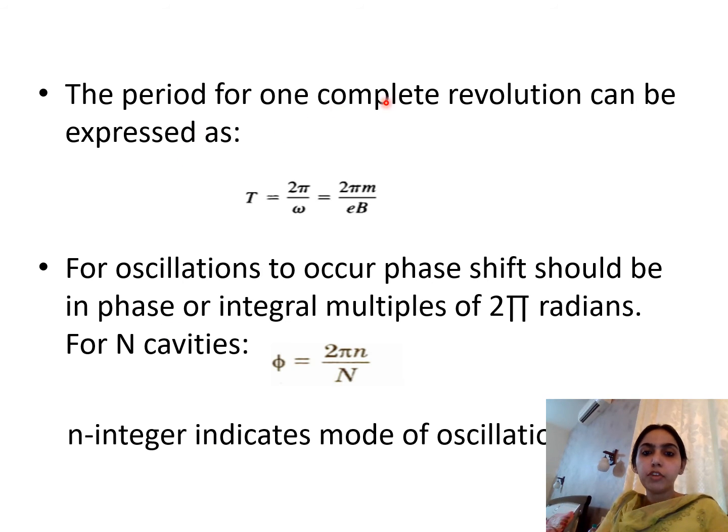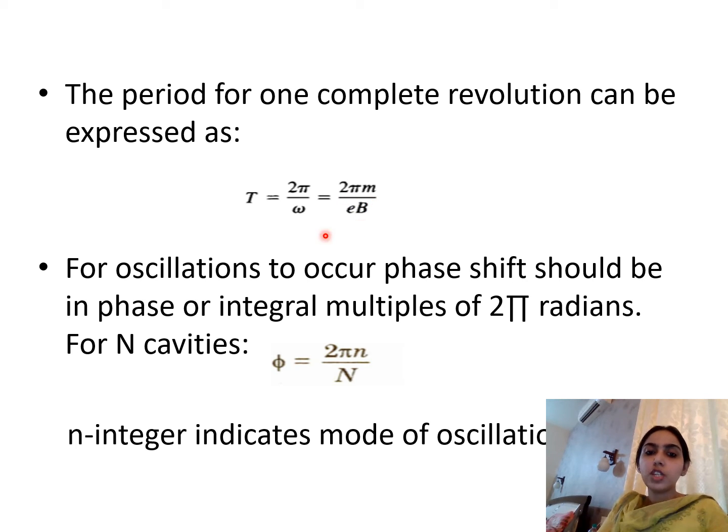Now the period for one complete revolution can be expressed as T = 2π/ω. This is the standard relation connecting the time period T and the angular frequency. If we substitute the cyclotron angular frequency ω = eB/m, we get the time period T = 2πm/eB.